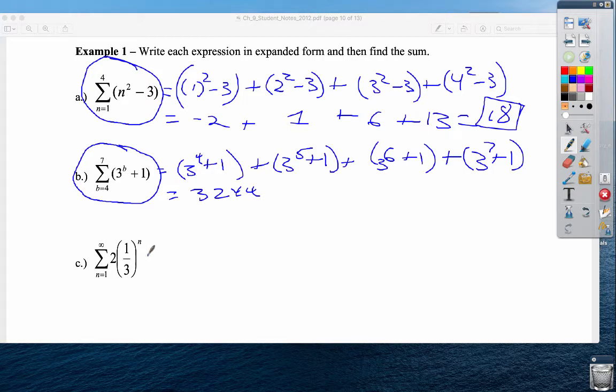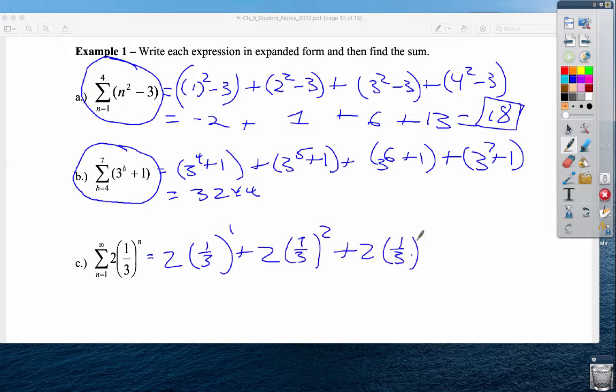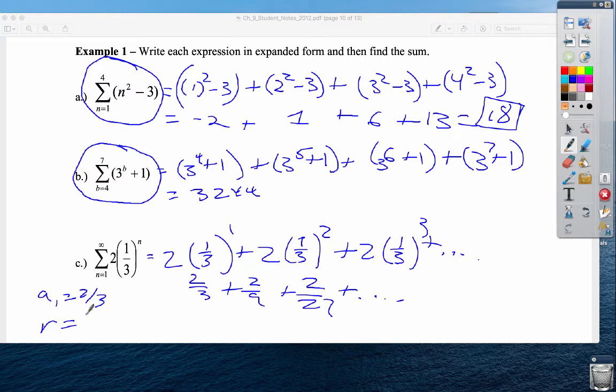So if you think about this one, this is 2 times 1/3 to the 1 plus 2 times 1/3 to the 2 plus 2 times 1/3 to the... I could be here forever, right? So this is 2/3 plus 2/9 plus 2/27. Well, if you take a look at this, this is really a times b to the x, isn't it? And so you can actually do this one with the first term 2/3 and the common ratio 1/3.